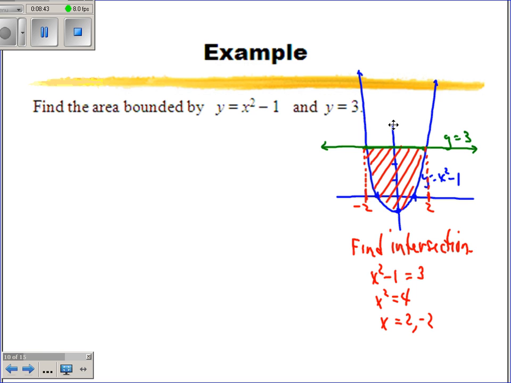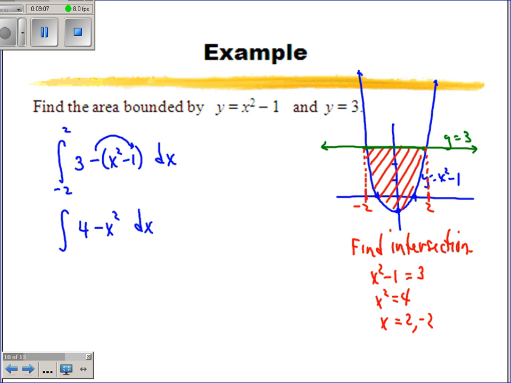So now setting up our integral, which will be the area bound there. The upper function, 3, minus the lower function. Be sure you put parentheses around the second one so that it's all subtracted. The x values it's between is -2 to 2. So we've got the integral 3 minus the x squared plus a 1 when you distribute this minus sign through. So we're going to have 4 minus x squared when we simplify. And then it's still from -2 to 2. The antiderivative will be 4x minus x cubed over 3. And we want to evaluate from -2 to 2.